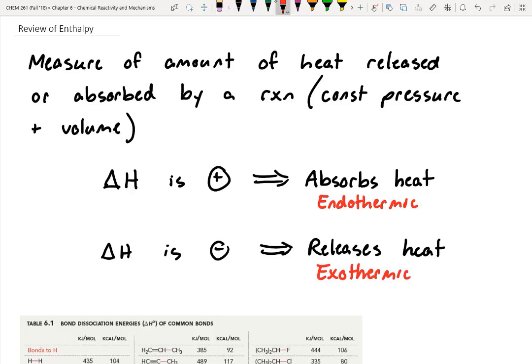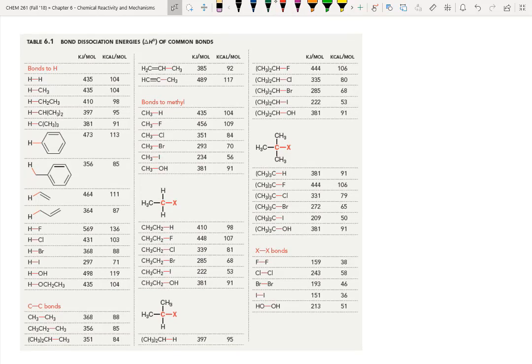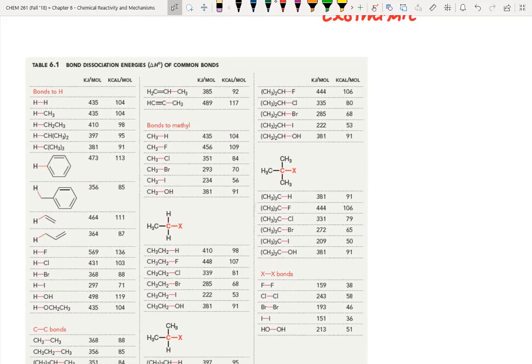So the question is, how do we measure this in lab, or how do we measure it if we've got a textbook? The easiest thing to do is to pull up a bond dissociation energy table, which is found in your textbook. These are standard values, so they're all normalized, and there's a bunch of different bond types. I tell students that this is really similar to the pKa table. You might not find a perfect match, but your goal is to find the closest possible match that you can. So you can estimate delta H values by using bond dissociation energies.